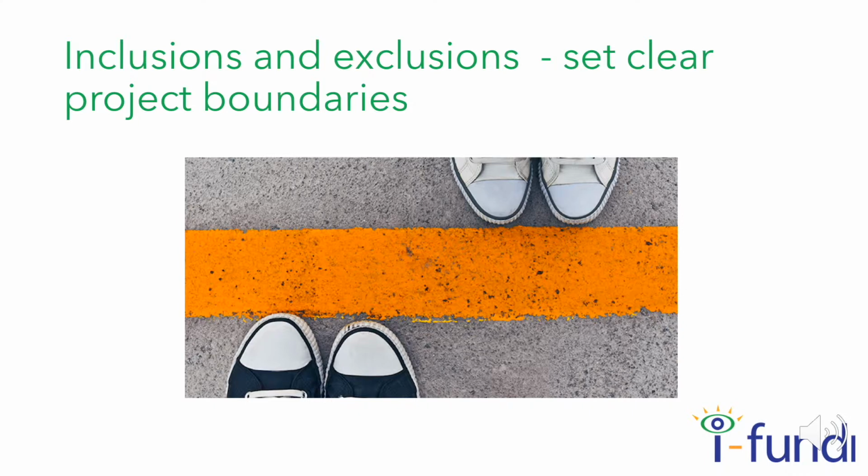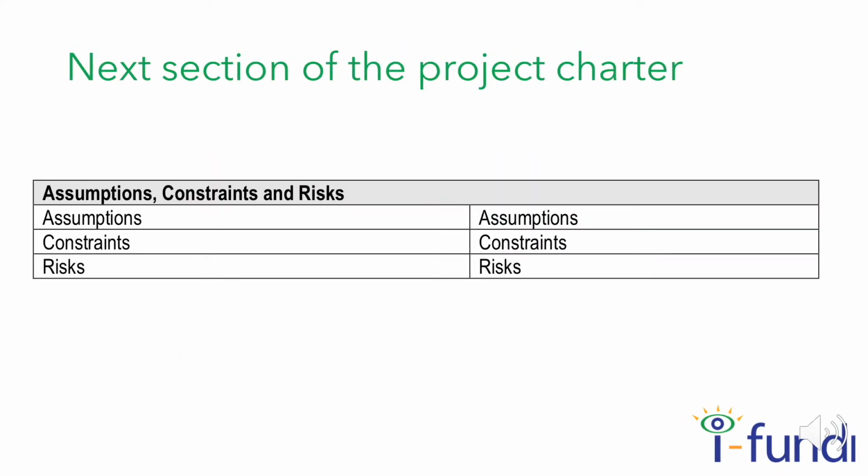That concludes the section on scope. Can you see how the scope of the project describes what the project is and sets the boundaries of what the project includes and excludes? The next section of the charter describes the project assumptions, constraints, and risks.